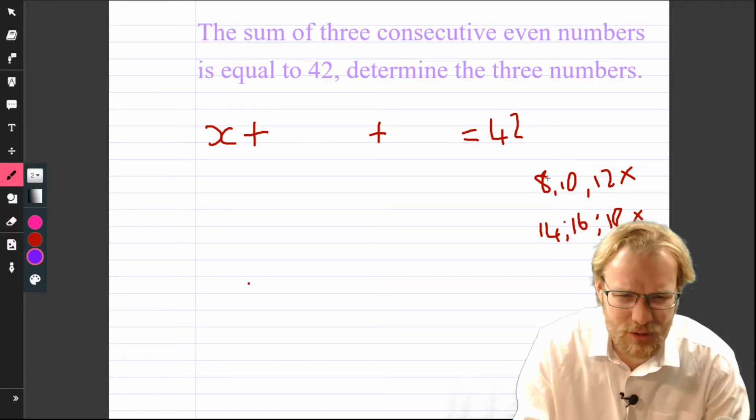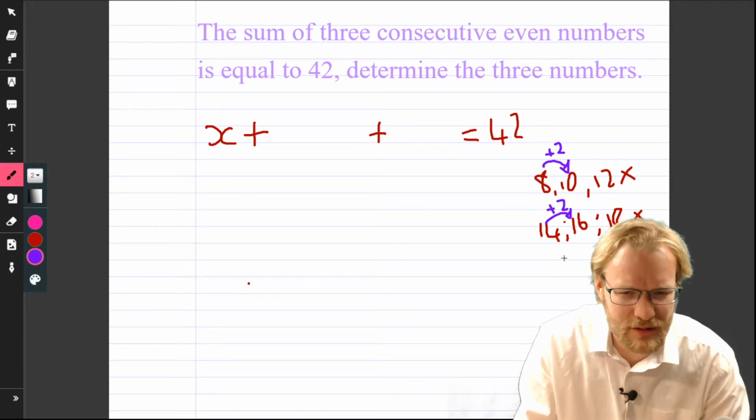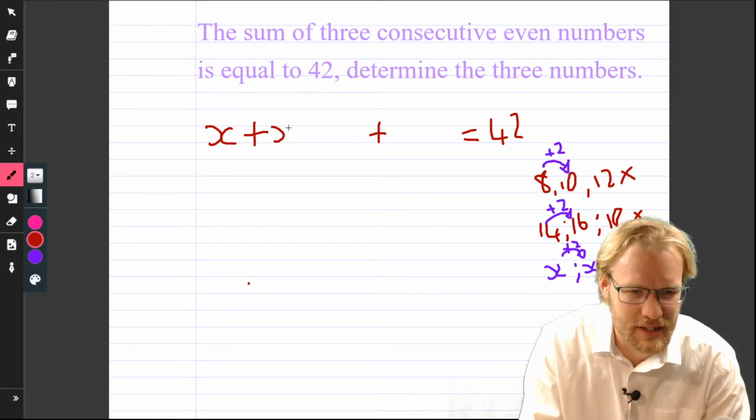So the first number was 8. How did we get from 8 up to 10? Well, with any even number, aren't we just adding 2? How did we get from 14 to 16? We added 2. So if our first number is x, what's our second number? Well, it's still going to be plus 2, right? So this one must be x plus 2. Okay, so there's our second number.